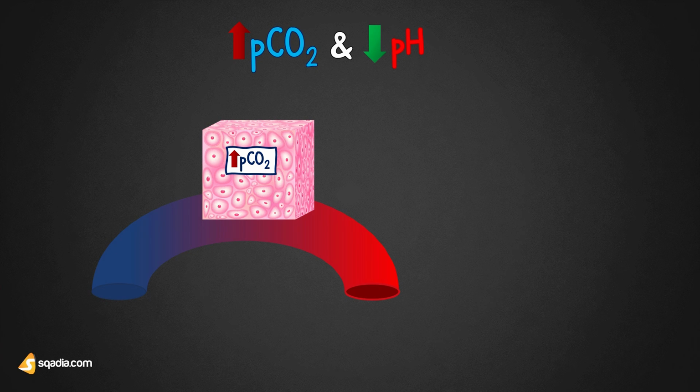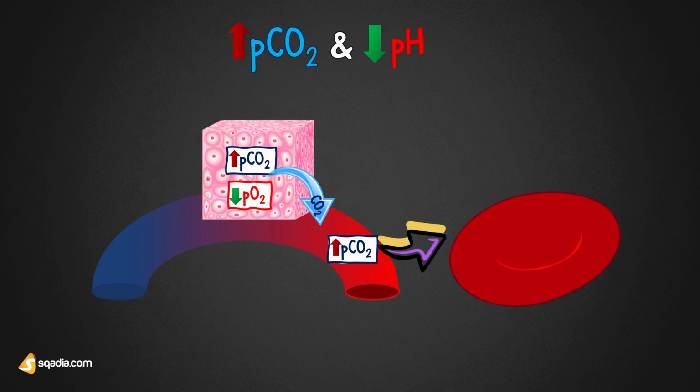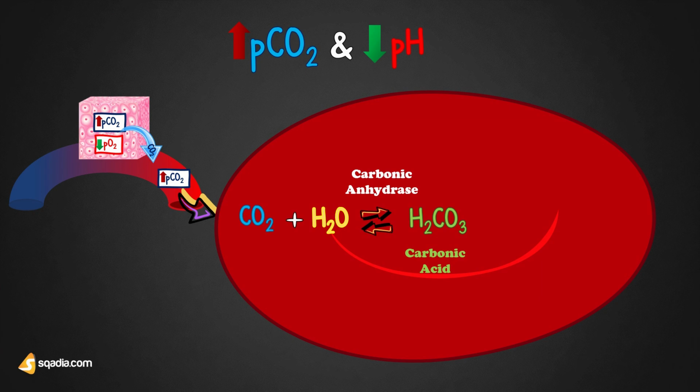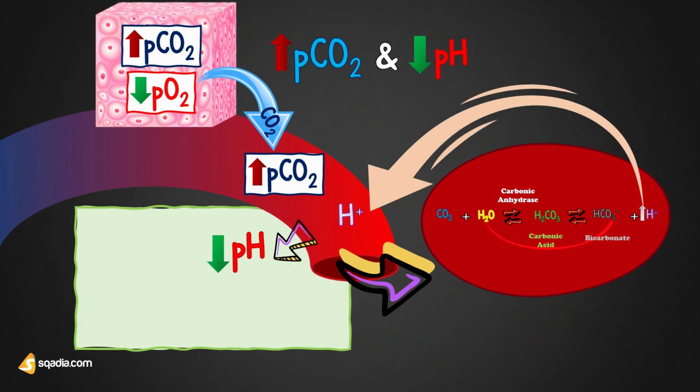Our tissues, due to higher metabolic activity, have a high partial pressure of carbon dioxide and a low partial pressure of oxygen, causing the carbon dioxide to diffuse into the blood, increasing the partial pressure of carbon dioxide there, causing it to diffuse quickly into the red blood cells. Here, in the presence of carbonic anhydrase enzyme, carbon dioxide combines with water molecules to form carbonic acid, which then dissociates into hydrogen ion and bicarbonate ion. Increase in hydrogen ions will cause an acidic environment with the decrease in plasma pH.